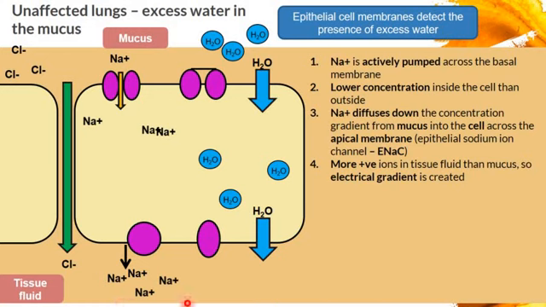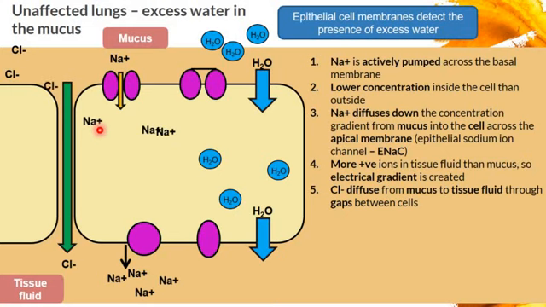Now we know we have this big pool of positive ions here, we've made an electrical gradient. Imagine these were just the plus charges, so we have 4 plus charges here and only 1 negative charge. This is going to draw down or attract those chloride ions that are at the top there at the moment, because we know positive things are going to attract negative things. So chloride ions diffuse from the mucus to the tissue fluid at the bottom through those little gaps between the cells.